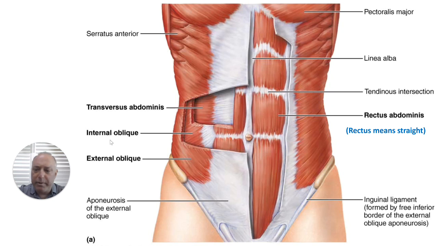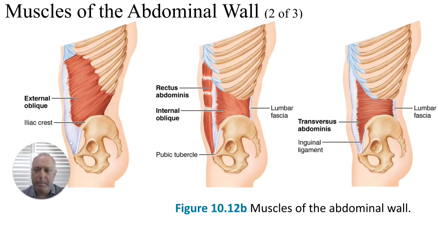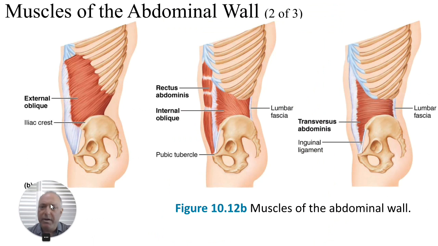There are two different obliques. There is an external oblique and an internal oblique. So the four muscles of the abdomen are the rectus abdominis, the transversus abdominis, the internal oblique, and the external oblique. Here's another look at the abdominal wall with the external oblique, the rectus abdominis, and the internal oblique, as well as the transverse abdominis.